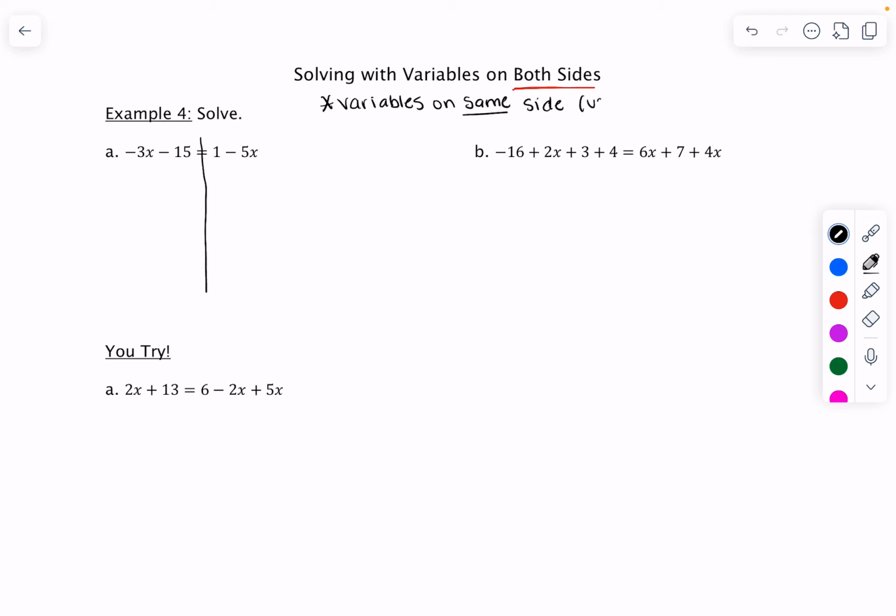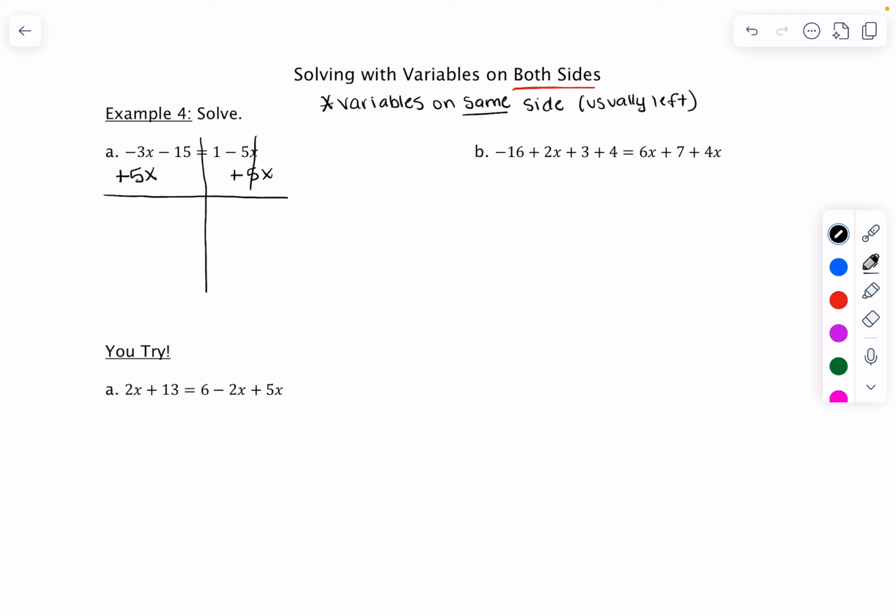Preferably the left. And if I want my variable on the left in this first example, I have to undo that minus 5x by adding 5x. That's going to put it on the left side for me because it's going to cancel that out. Now, if I add 5x on the right, I've got to add 5x on the left, and I'm going to write it underneath its like term.